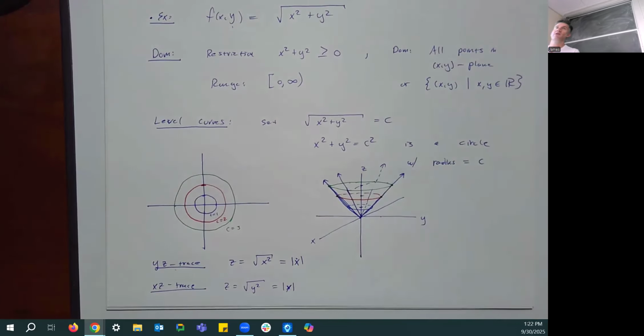Yeah. So you've got absolute value this way, absolute value this way, and you've got the cone all around it. So yeah, kind of a weird trace when you get the absolute value. That does come up in other weird places as well.